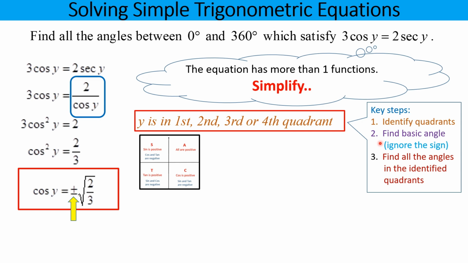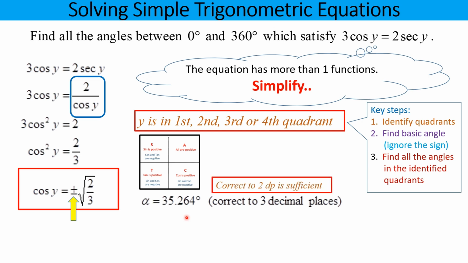To find the basic angle, like I mentioned, we ignore the sign. Basically, you just need to key in 2/3 in the calculator. With this, you should be able to find the basic angle as 35.264. Over here this value is correct to 3 decimal places. In many cases, if you round it off to 2 decimal places, it is more than enough, it is sufficient. With this, we are ready to move on to the third step, that is to find all the angles in the identified quadrants. To do that, I will need to find out the angles in the first, second, third, or fourth quadrant.